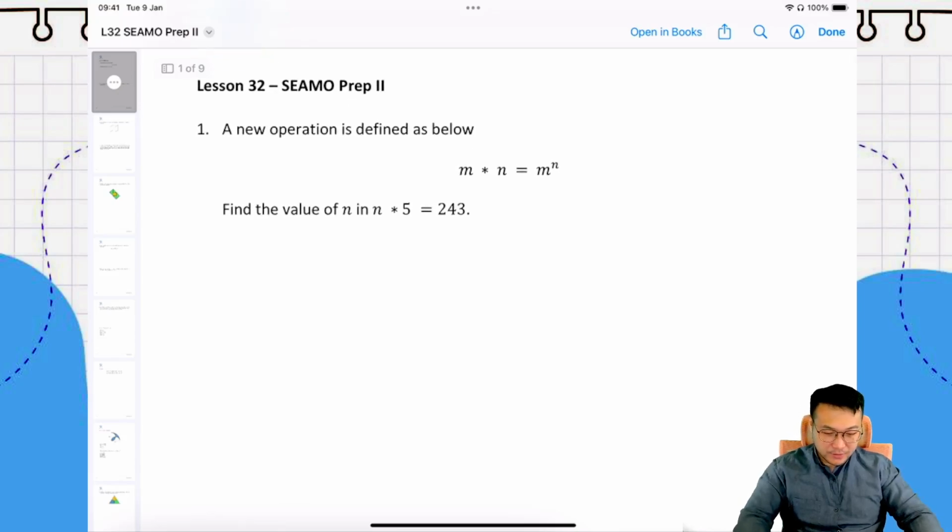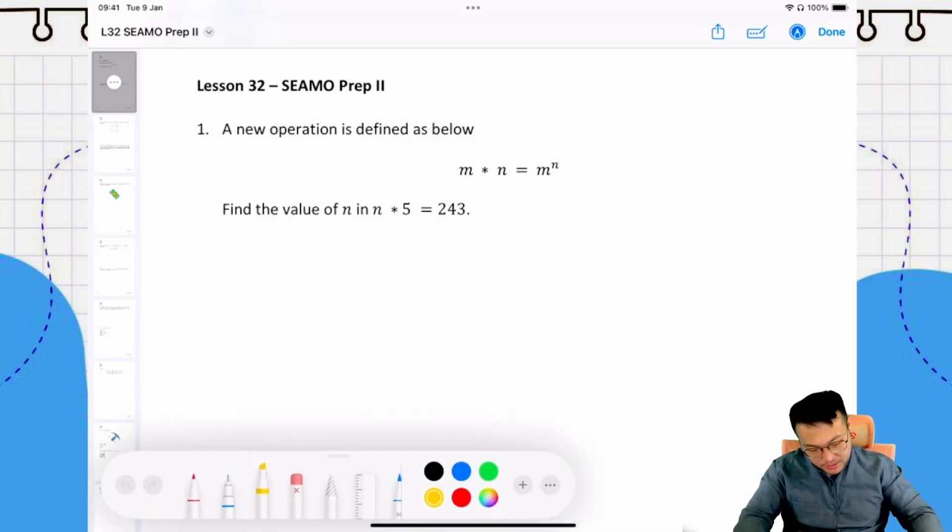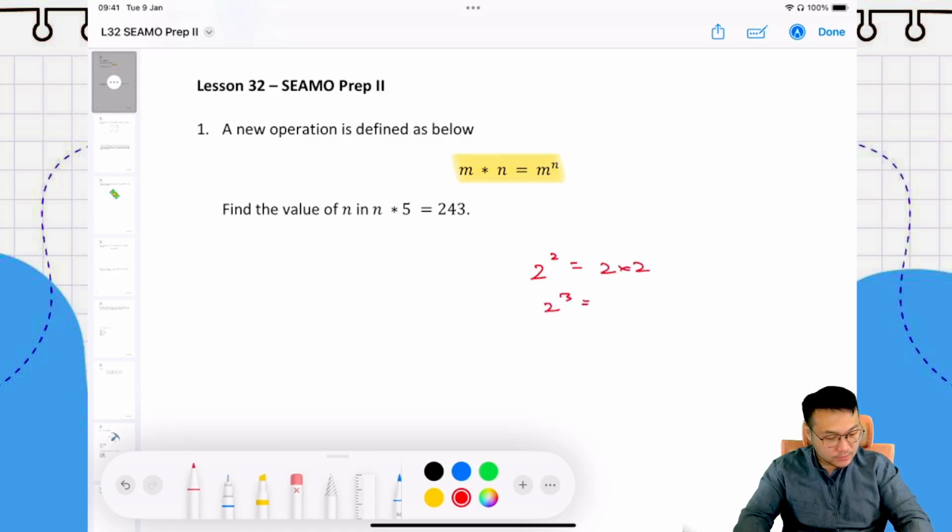Now, this is going to require your arithmetic skills, and it is giving you a formula. You see, they already gave you a formula here. So firstly, of course, you need to know what is the meaning of a power, right, students? So for example, 2 to the power of 2 is 2 times 2. 2 to the power of 3 is 2 times 2 times 2. Now, in this case, what are they telling you? They're telling you that m star n is m to the power of n. So for example, if I have 2 star 3, that means you get 2 to the power of 3. Am I right? Now, the question is already telling you that n star 5 is 243.